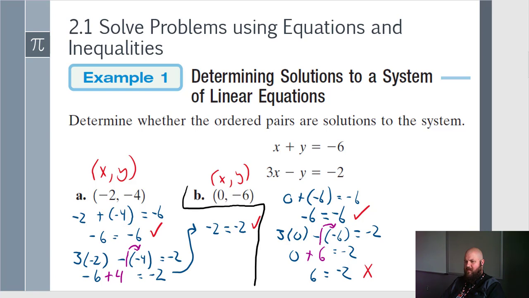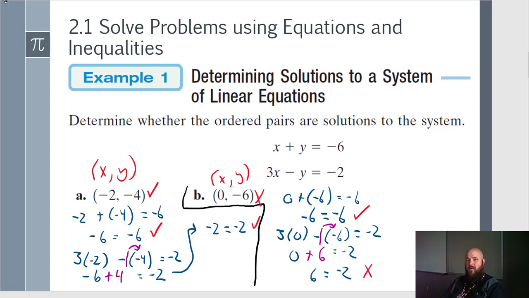So what we're looking at here is, it says determine whether the ordered pairs are solutions to the system. All you need to do is show me a check mark or an X. In which case, this ordered pair for A, it works out. And that is an ordered pair that works, right? For -2 and -4, because it worked in both equations. For part B though, we had the first equation worked out, but the second one didn't work out. So therefore, this one is a no-go. That point did not work.